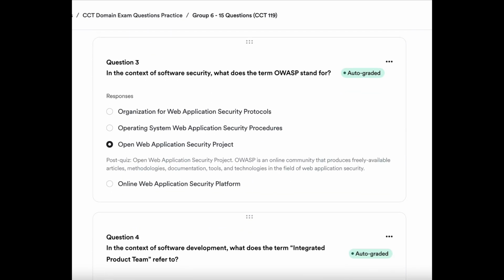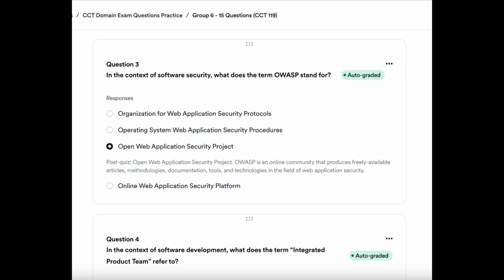Question 3. In the context of software security, what does the term OWASP stand for? That's O-W-A-S-P, Oscar Whiskey Alpha Sierra Papa. In the context of software security, what does OWASP stand for? A, Organization for Web Application Security Protocols. B, Operating System Web Application Security Procedures. C, Open Web Application Security Project. Or D, the Online Web Application Security Platform. OWASP stands for C, Open Web Application Security Project.